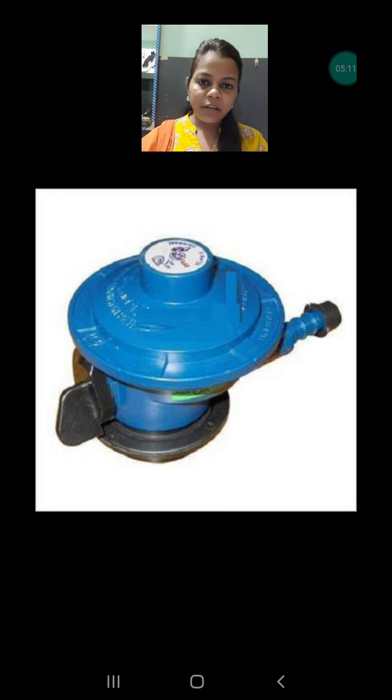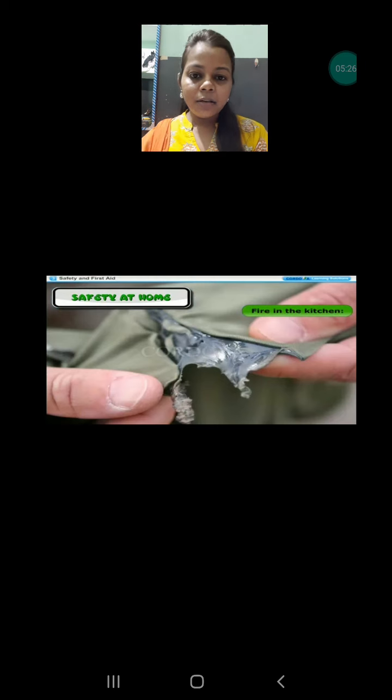So whenever this type of situation is there, please follow these steps, and at last you have to contact your gas agency so that he will come and change the gas cylinder with a good one. Okay. Next we are going to discuss safety in the kitchen.